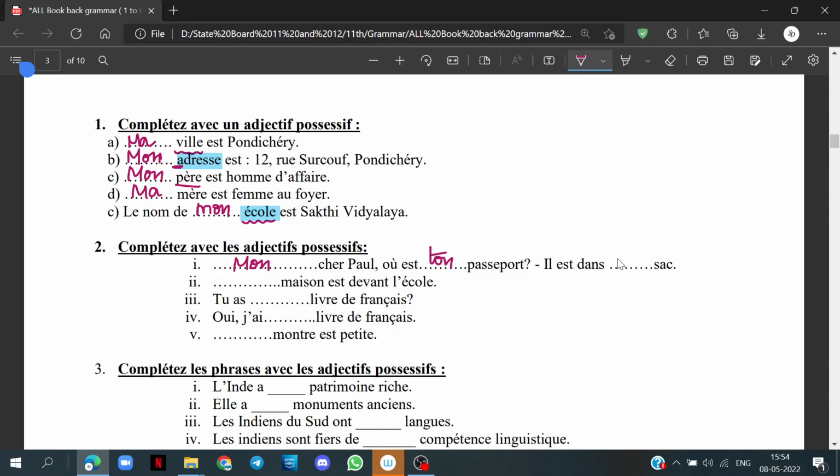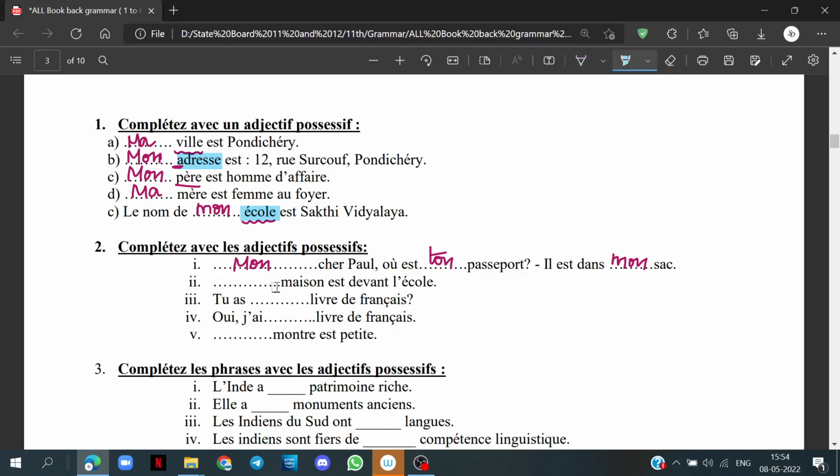Then he replies, it is in my bag. Il est dans mon sac. It's in my bag. It is in your bag. It could be anything, but just remember either masculine or feminine depending on the sentence. My dear Paul, where is my passport? Then you can say it is in your bag. Or it can be, where is your passport? It is in my bag. So don't worry about the context.